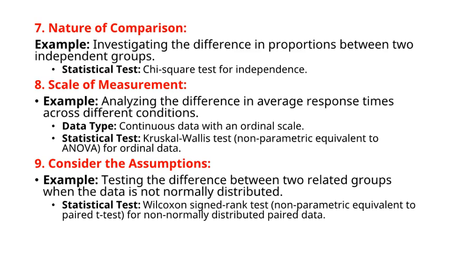9. Consider the assumptions. Example: testing the difference between two related groups when the data is not normally distributed. Statistical test: Wilcoxon signed-rank test, non-parametric equivalent to paired t-test, for non-normally distributed paired data.